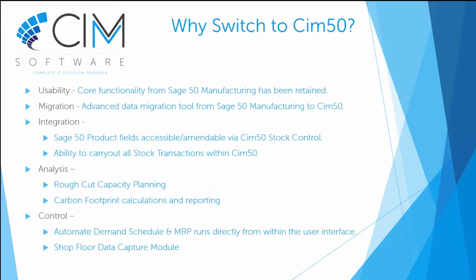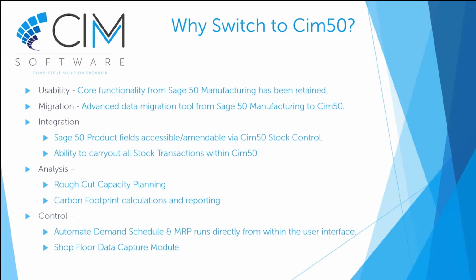So why switch to Cim50? If you are using Sage 50 Manufacturing, we've retained pretty much all of the core functionality that Sage 50 Manufacturing provides. The only exception to that is the graphical planner, the finite scheduling tool, which was provided by Preactor, but that was dropped by Sage a couple of years ago anyway. But we do provide the rough cut capacity planning.